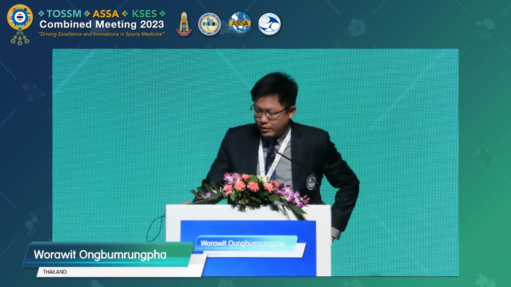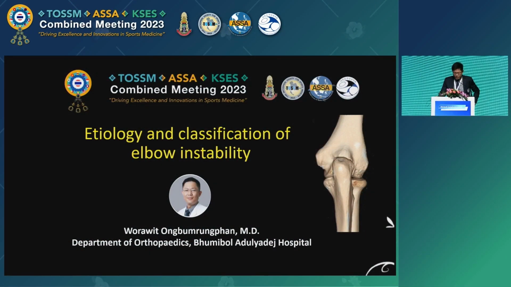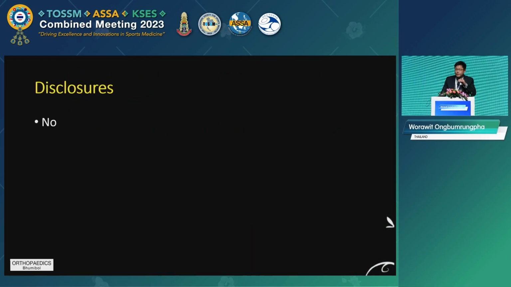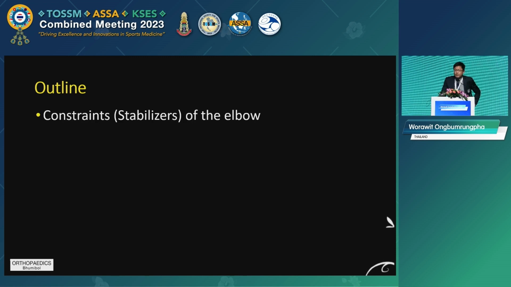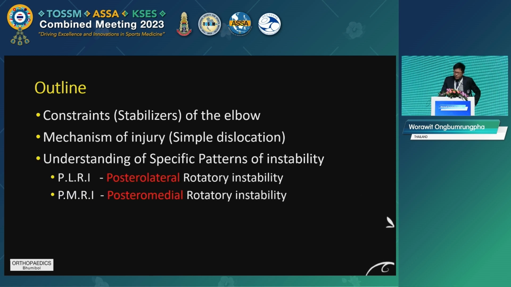My topic today is etiology and the classification of elbow instability. Just a quick outline. First, we go through and try to understand the concept of the stabilizers of the elbow. Second, the mechanism of injury that causes simple elbow dislocation. And then recognize the pattern of instability in these two particular types. The first one, PLRI, posterolateral rotatory instability. And the second one is PMRI, posteromedial rotatory instability.